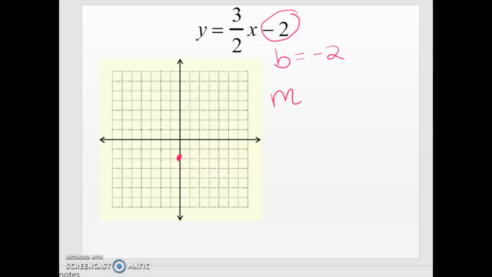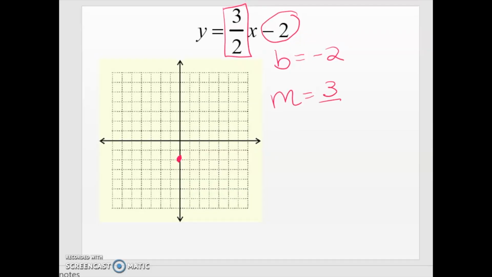Then we look for our slope. This time our slope is a fraction, 3 over 2. So we're going to rise 3 and run 2. So that means we're going to go up 1, 2, 3, run 2. Up 1, 2, 3, run 2. We're going to use our straight edge to make our line, and we have our graph.